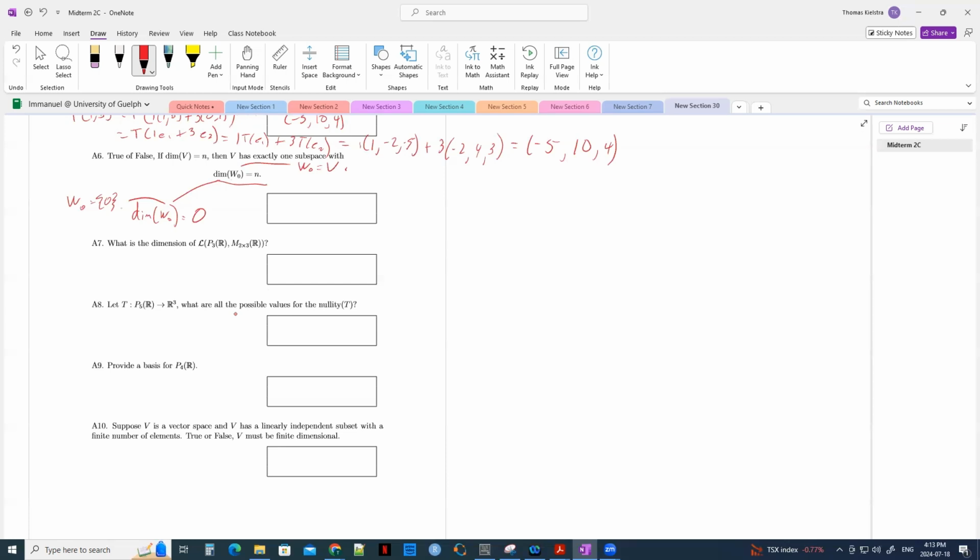Okay, next we have the dimension of linear transformations. Well, this is 4, and the dimension of this is 2 times 3. To calculate the dimension of linear transformations that go from the polynomials of degree at most 3 to the real 2 by 3 matrices, we take the dimension of each. So this is 4 and this is 6, and we multiply them. So we take the product of those dimensions.